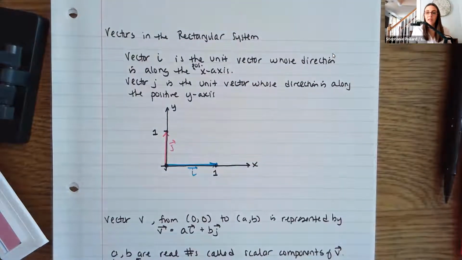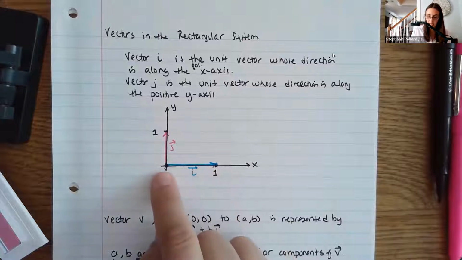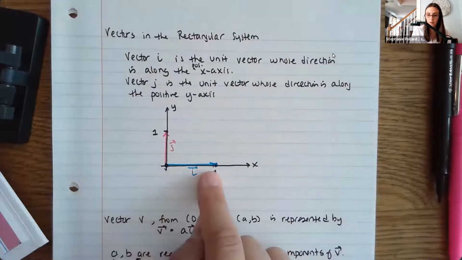Now we can also represent vectors in the rectangular system. And we saw a picture of that already, but we can go into a little bit more detail here. So we're going to start by letting vector i be the unit vector whose direction is along the positive x-axis. So it looks like this. It starts at the origin and it ends at the point (1, 0).